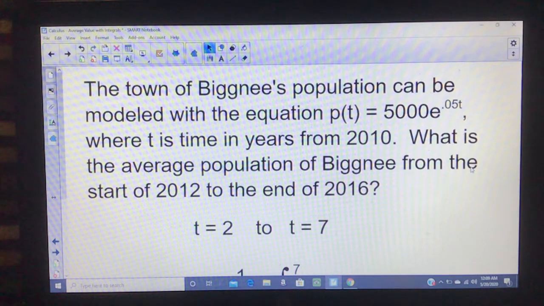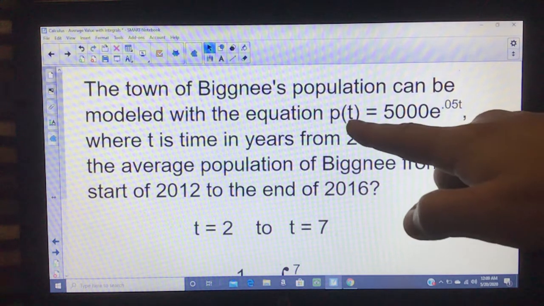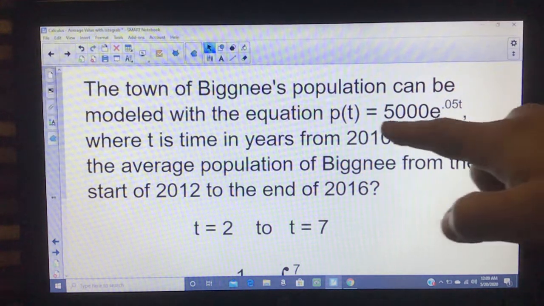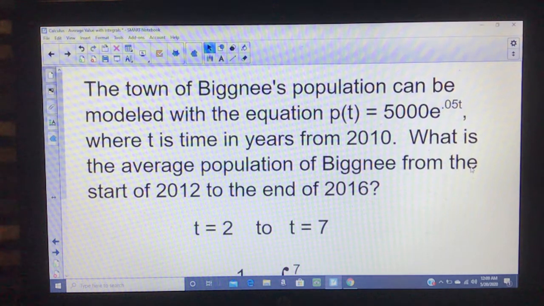So in the town of Bigny, they have a model for the population. So the population could be modeled with this equation. It's an exponential growth equation. And basically, this equation is valid from the year 2010 on. So time t is measured in years from the beginning of 2010. So that means time 1 is the beginning of 2011, time 1.5 is the middle of 2011, and so on.